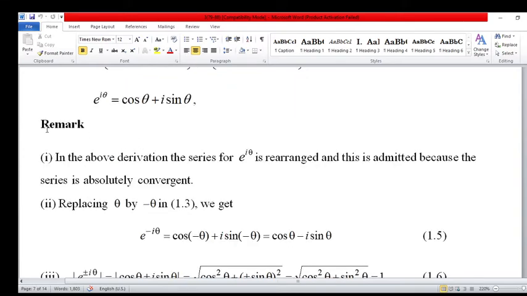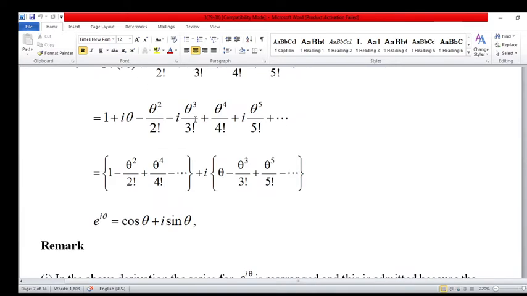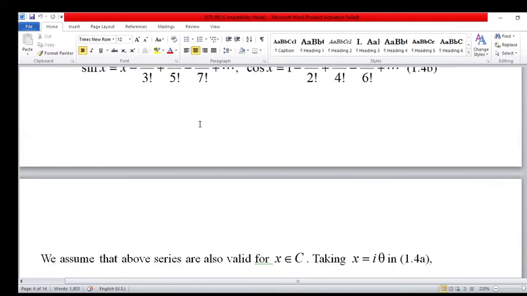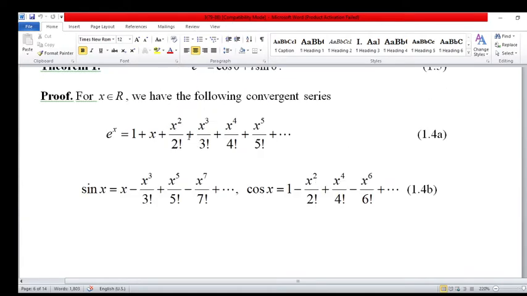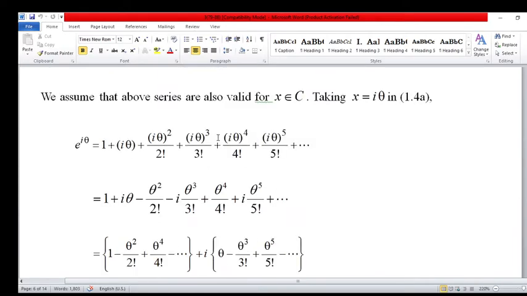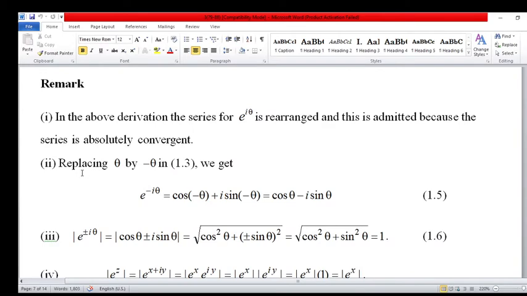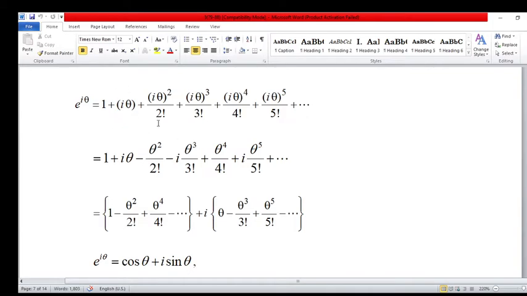Now remark, in the above derivation the series for e raised to the power i theta is rearranged, and this is admitted because the series is absolutely convergent, means this series is absolutely convergent. This is the part of convergence.